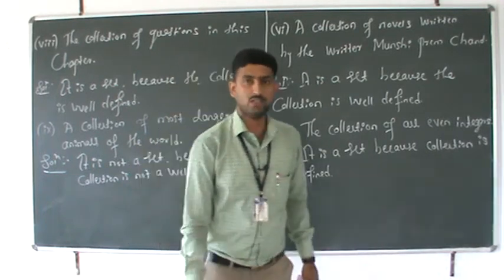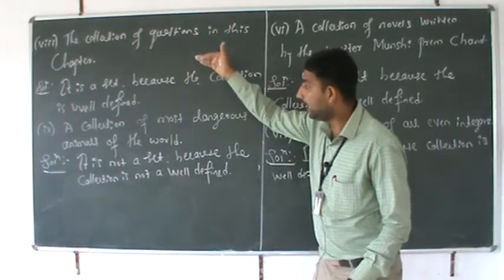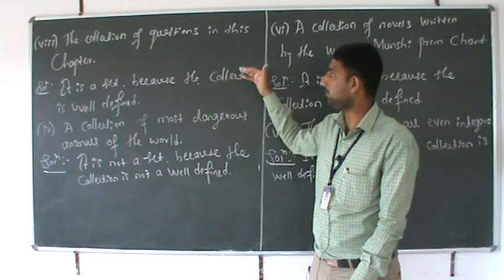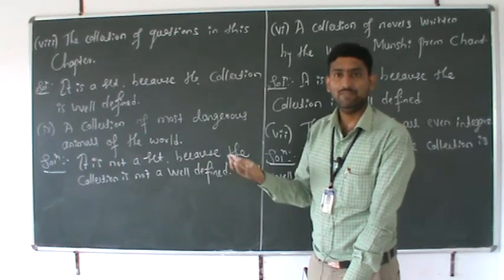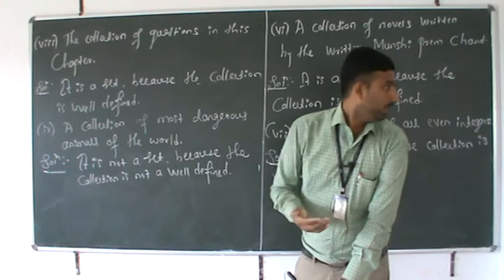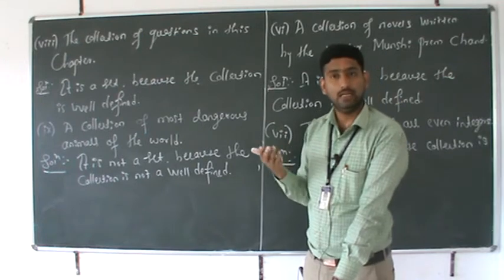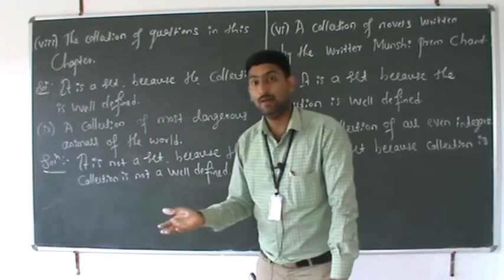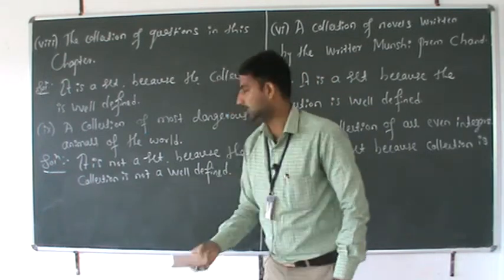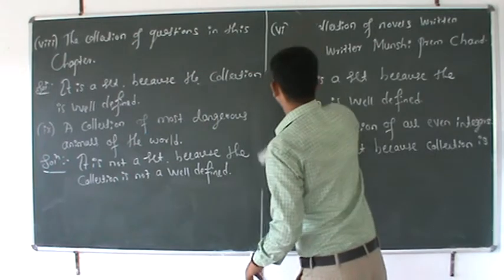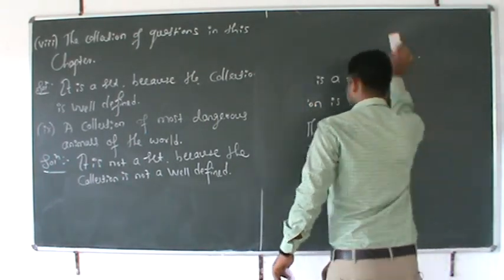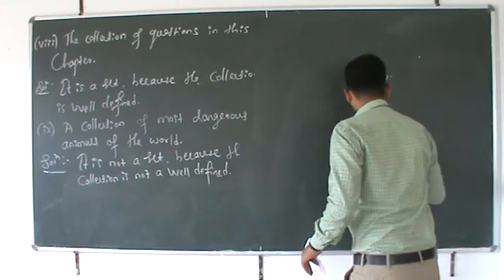I hope you have understood all the 9 points. When there is a collection which is well defined, we call it a set; when there is a collection but it is not well defined, we call it not a set. Therefore, these examples are distributed as sets and not sets.